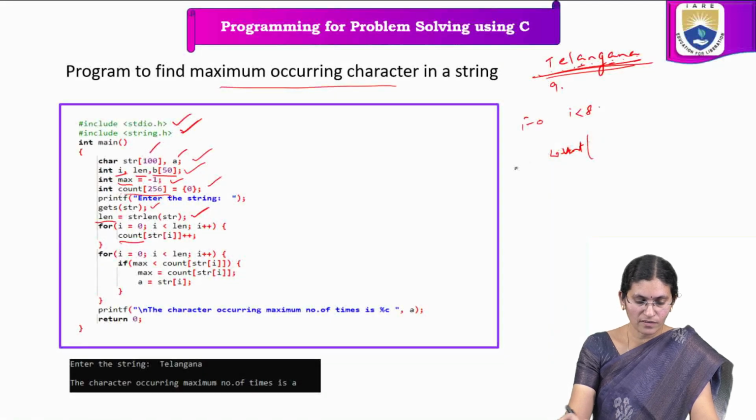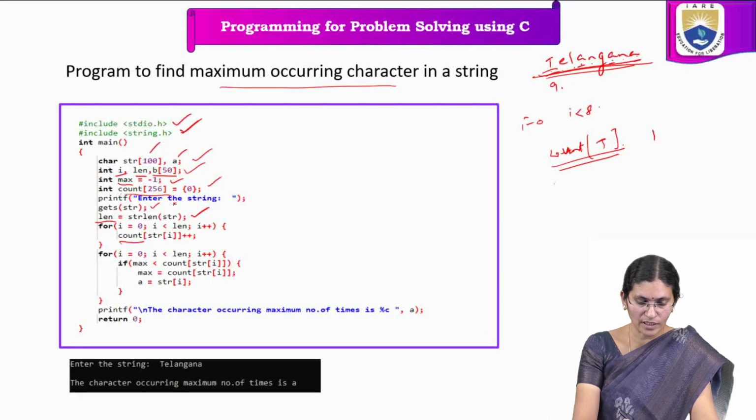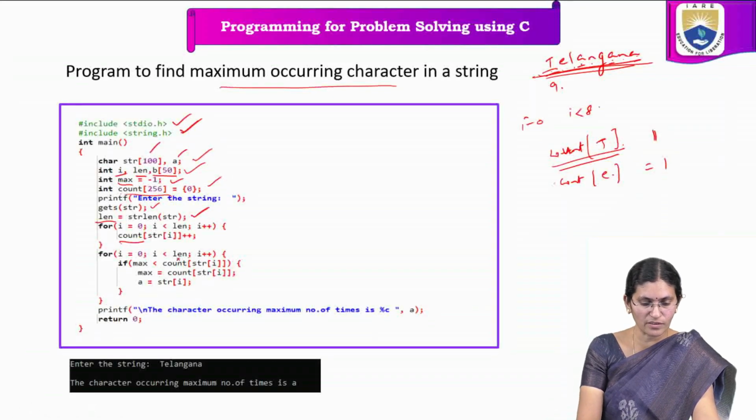Str of i is t, starting with str of 0 being t. So that means count of t. In this count array, each letter's count is maintained. So count of t will be 1, because the first time it occurs it is 1. Then count of e is also 1, because it is occurring one time only.